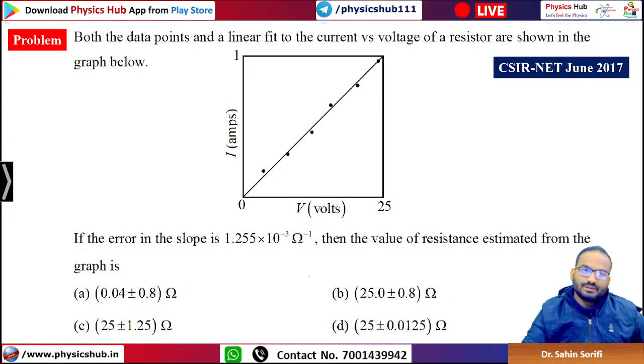Let me give you one problem. Do this. Both the data points and a linear fit to the current versus voltage of a resistor are shown in the graph below. I versus V has been shown to you. If the error in the slope is 1.255 into 10 to the minus 3 ohm meters, then the value of resistance estimated from the graph is.